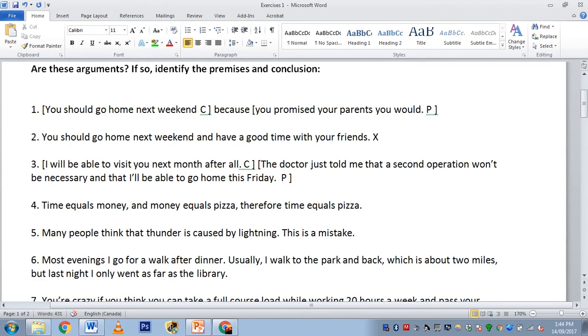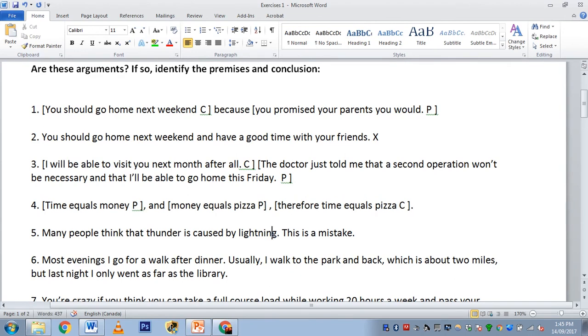Good. Okay, number 4, time equals money, and money equals pizza, therefore time equals pizza. Argument or not an argument? That's an argument. It's not a good argument. It falls prey to the fallacy of equivocation. That is, it's treating things as similar when they're not. But yeah, therefore is an inference indicator, right? Therefore is one of those classic ones that says, here comes the conclusion, so that's the conclusion. And then the rest of it, time equals money, and money equals pizza. You could call that one premise, but I think it would be better if you start getting in the habit of separating out premises. So this is a premise and this is a premise.